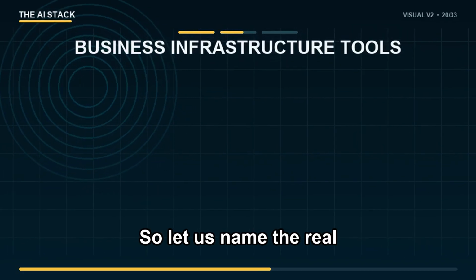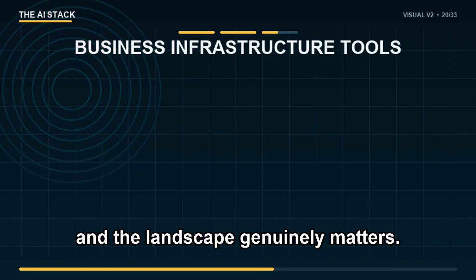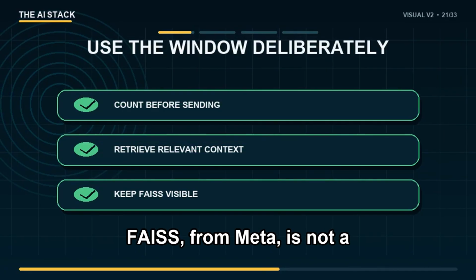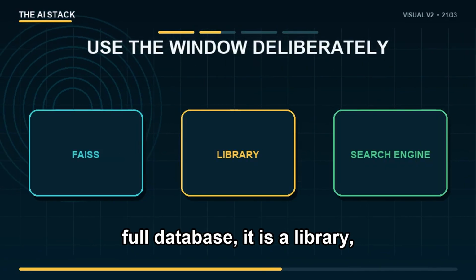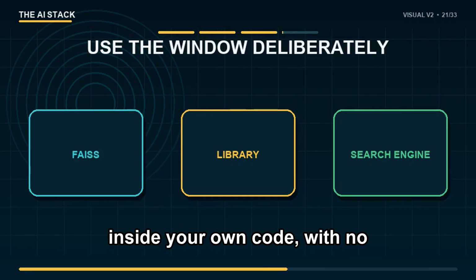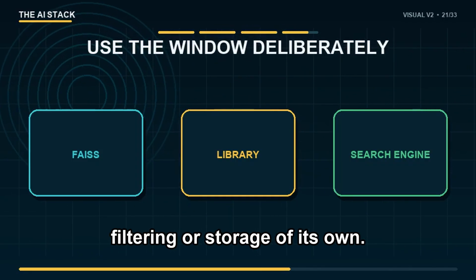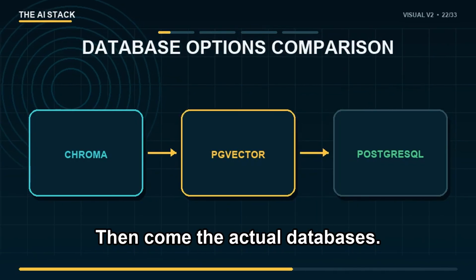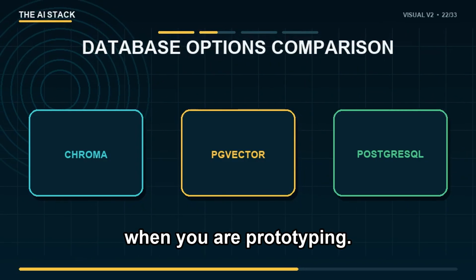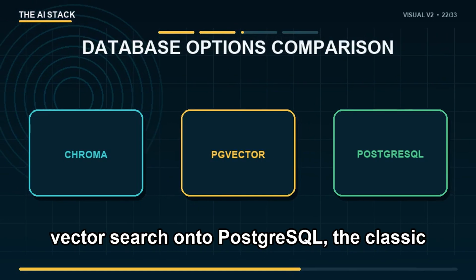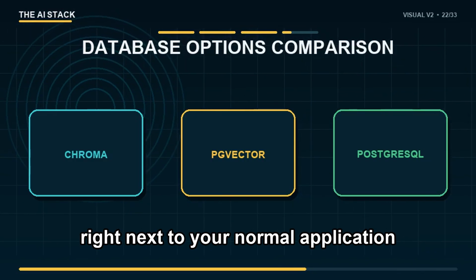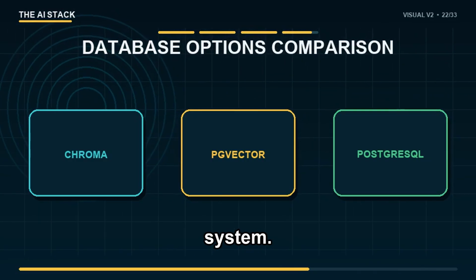So let us name the real tools, because the landscape genuinely matters. First, an important distinction. FAISS from Meta is not a full database, it is a library, a blazing fast in-memory engine for approximate search that you embed inside your own code, with no filtering or storage of its own. Then come the actual databases. Chroma is lightweight and runs right on your machine, the easy default when you are prototyping. pgvector is an extension that bolts vector search onto PostgreSQL, the classic database, so your vectors can live right next to your normal application data instead of in a separate system.